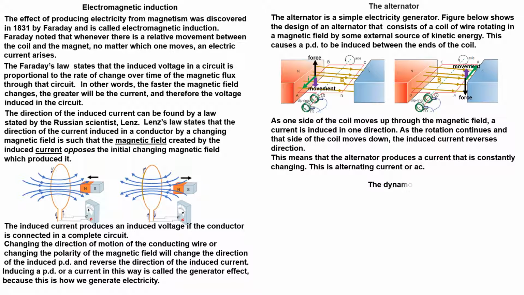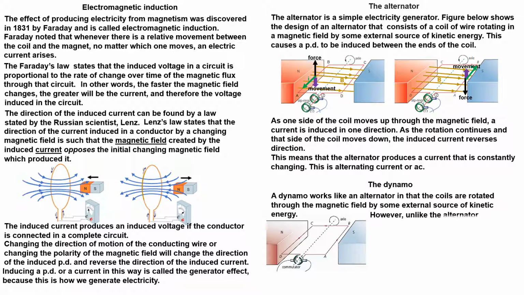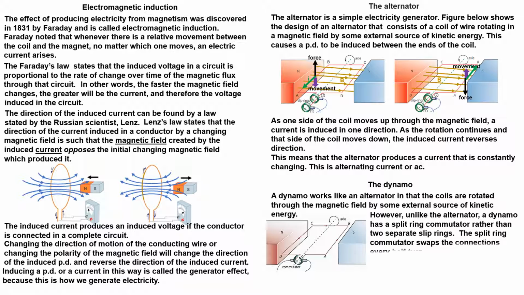The dynamo. A dynamo works like an alternator in that the coils are rotated through the magnetic field by some external source of kinetic energy. Look at the diagram. However, unlike the alternator, a dynamo has a split ring commutator rather than two separate slip rings. The split ring commutator swaps the connections every half turn, so the current keeps flowing in the same direction: direct current generation, DC.